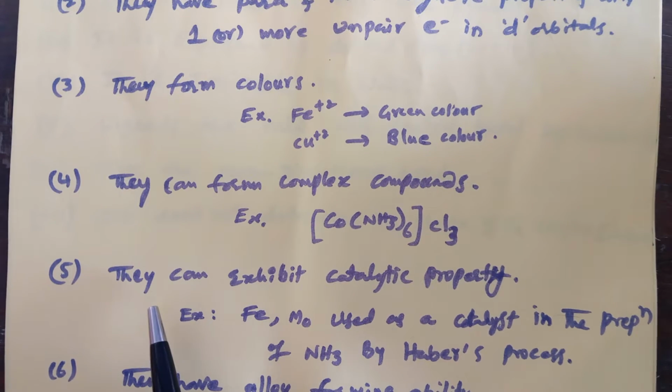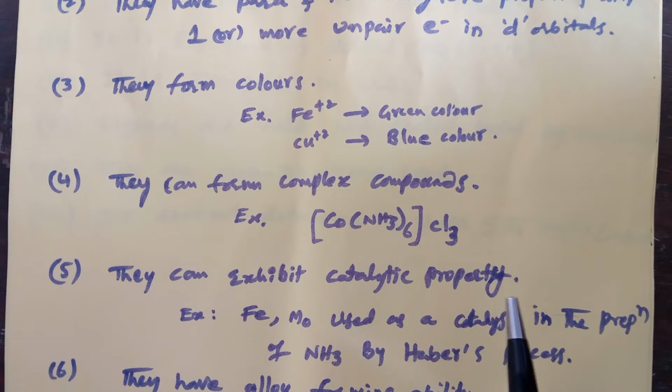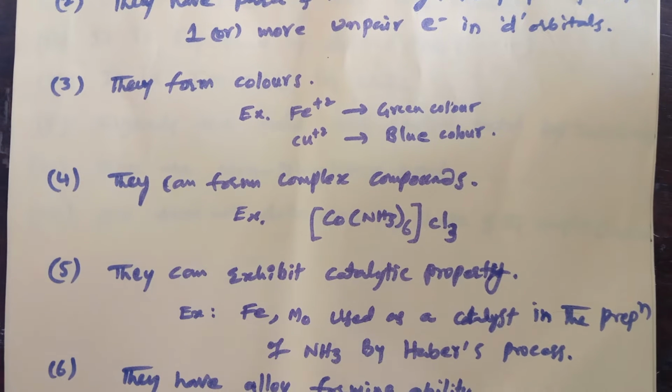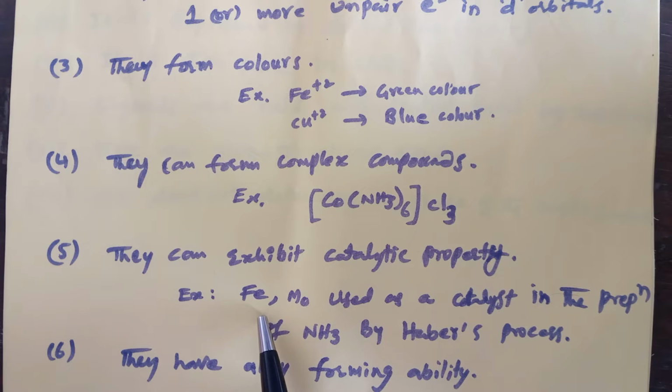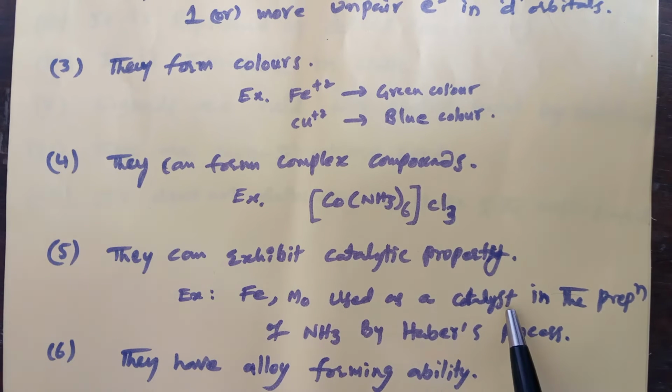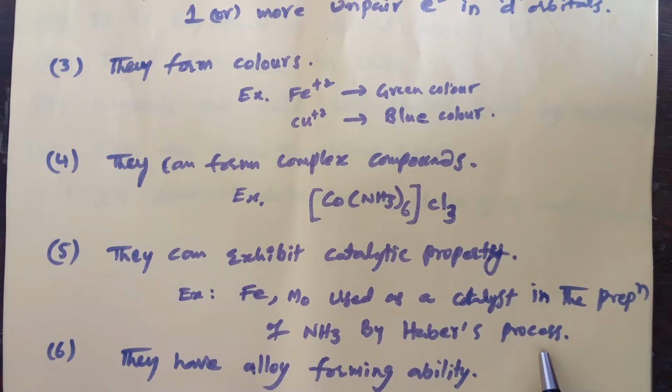The next point is they can exhibit catalytic property. What is meant by catalytic property? The element can increase the rate of reaction. For example, iron and molybdenum are used as catalysts in the preparation of ammonia by Haber's process.